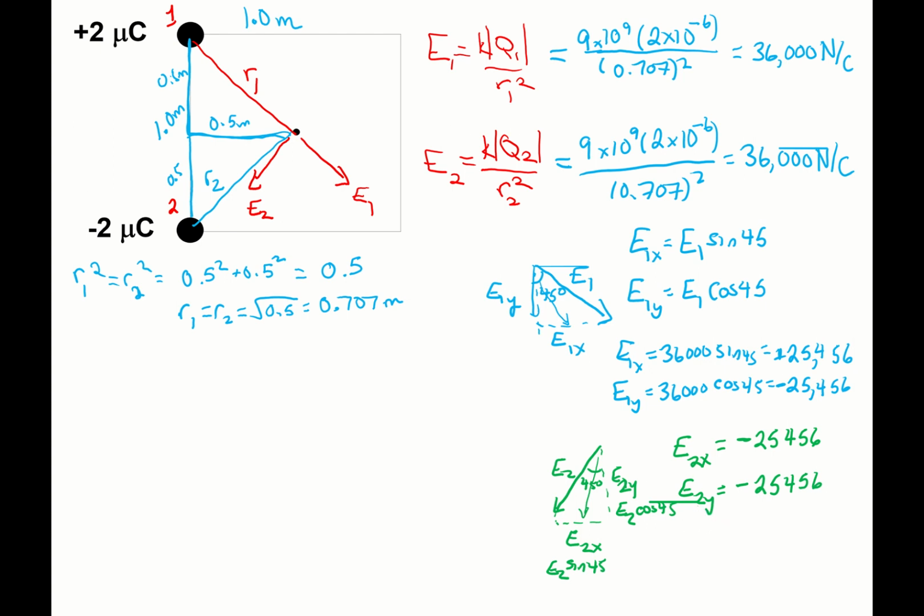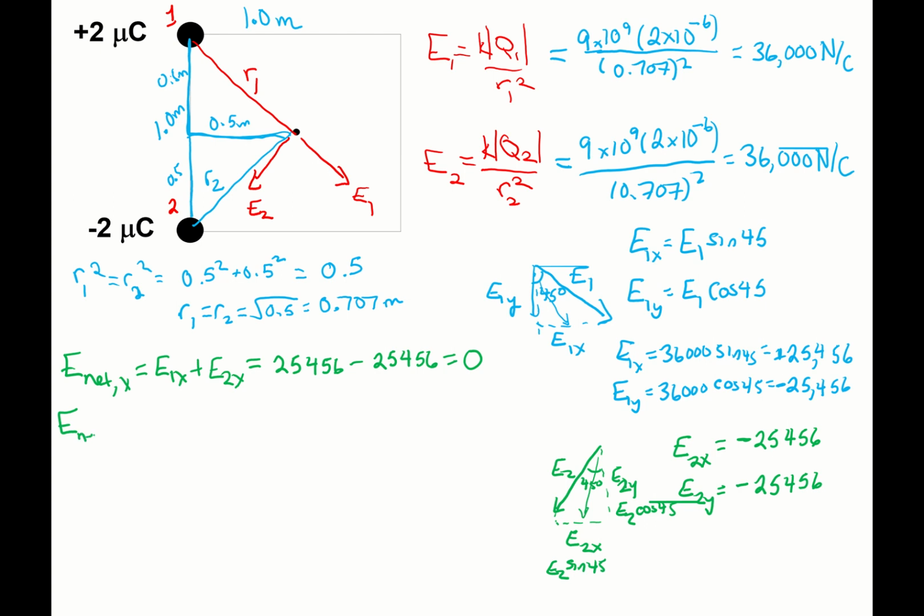Okay, so what's the next step? Now that we've got the components, we add them together. The net x component is E1x plus E2x. E1x is plus 25,456, and E2x is minus 25,456, so that just cancels out and we get 0. That's what we'd expect, because we've got two equal vectors, one going to the left, one going to the right, so the horizontal components cancel.